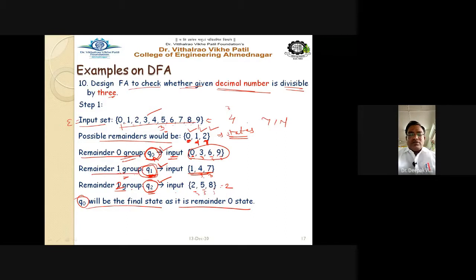We have to check whether a decimal number input by the user is divisible by 3 or not, and for this we have to draw the DFA, deterministic finite automata. So we have identified the input set first, and the states Q0, Q1, Q2: the 0 remainder state, 1 remainder state, and 2 remainder state.